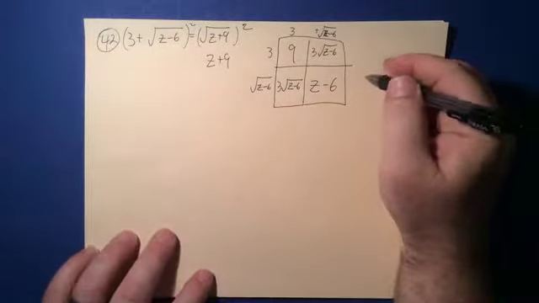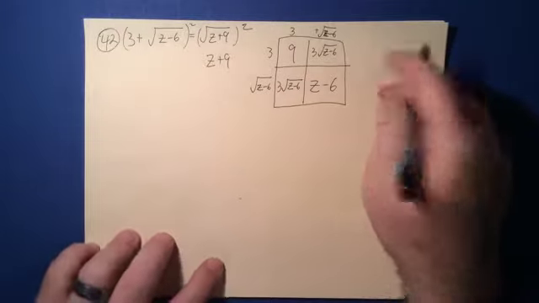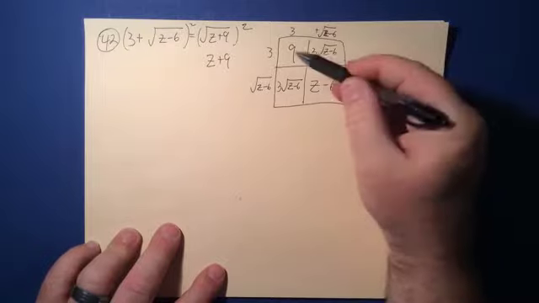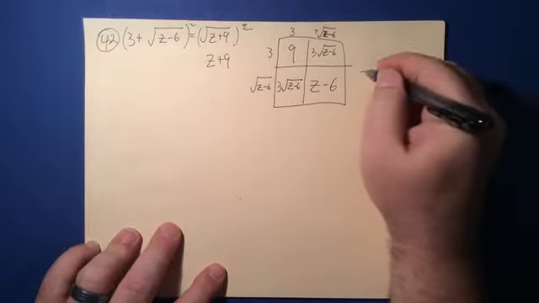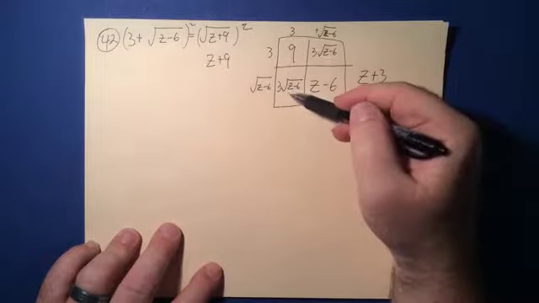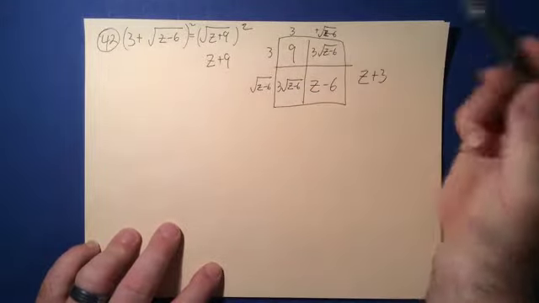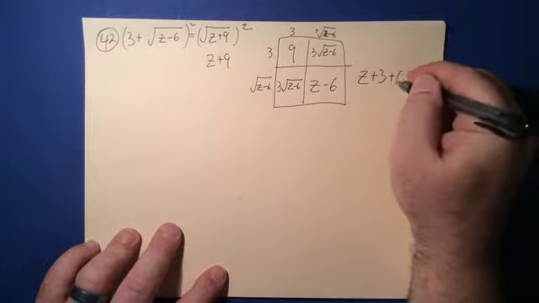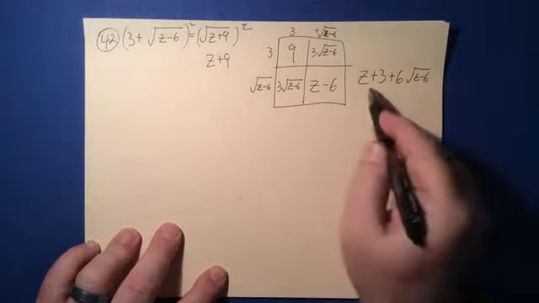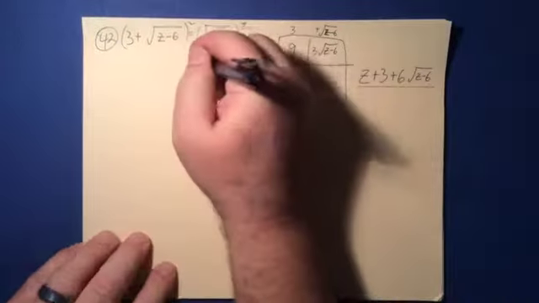Again, feel free to watch this part as many times as you like. You will probably find that to be helpful. We have 9 plus z minus 6. Well, 9 minus 6 is 3, so we're going to have z plus 3. And then here we'll have 3 times radical z minus 6 plus 3 times radical z minus 6, so that'll be plus 6 times radical z minus 6. And I'm going to take this over here and put it on this side.